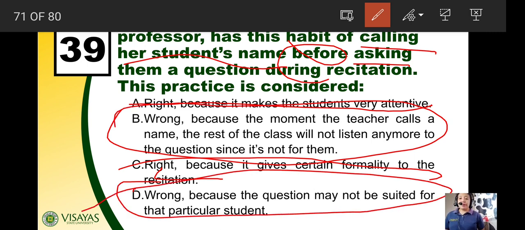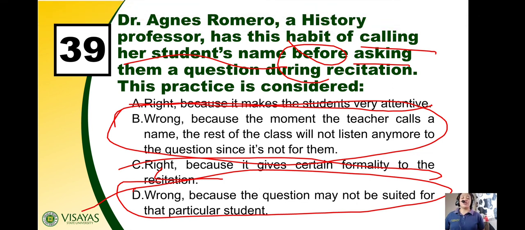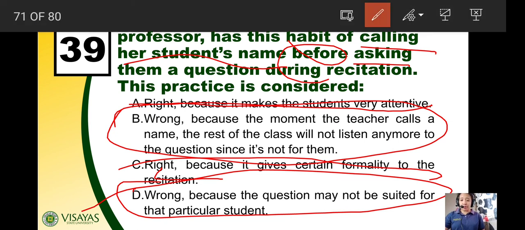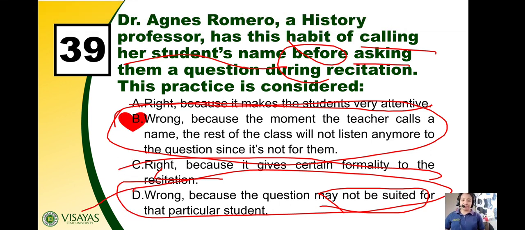So, letter B, wrong, because the moment the teacher calls a student, the rest of the class will not listen anymore to the question since it is not for them. Letter D, wrong, because the question may not be suited to the particular student. Of course, in asking question kasi, we are making sure that it is good for the learner. So, okay, yung letter C, hindi rin siya natin masasabi na tama siya. It's because we are creating question, of course, suitable to the level of the student. Yung letter B, this is the best answer, class.